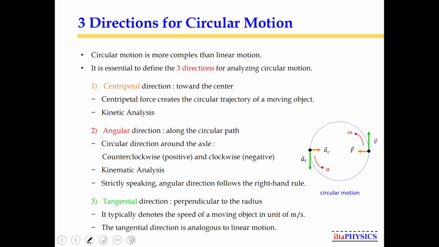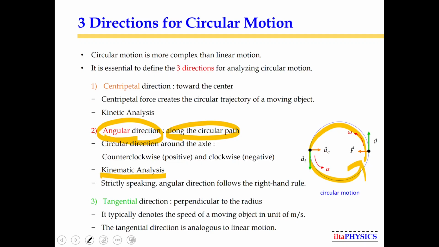The second, rotational direction, the path along the curve of the circle. This is where we define angular position, angular velocity, and angular acceleration. This is key for the kinematics perspective.